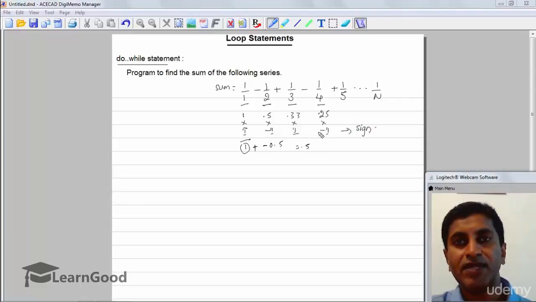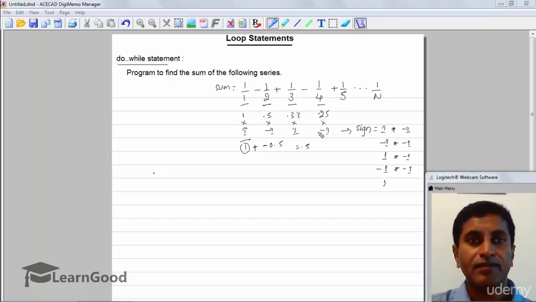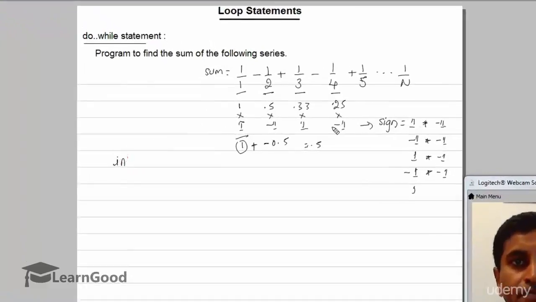We'll take one sign variable, its initial value is 1. The second time it has to be made minus 1, so we'll multiply by minus 1. Plus 1 into minus 1 is going to be minus 1. Minus 1 into minus 1 is going to be plus 1. Plus 1 into minus 1 again is minus 1, and minus 1 into minus 1 is plus 1. So that's how we can generate plus 1, minus 1, plus 1, minus 1 by multiplying by minus 1. The rest of the code is the same as the previous example. Fine, let's write a complete program.